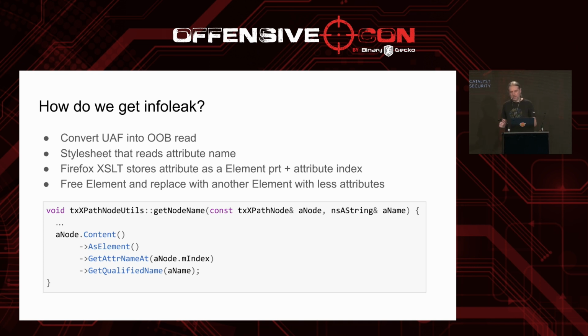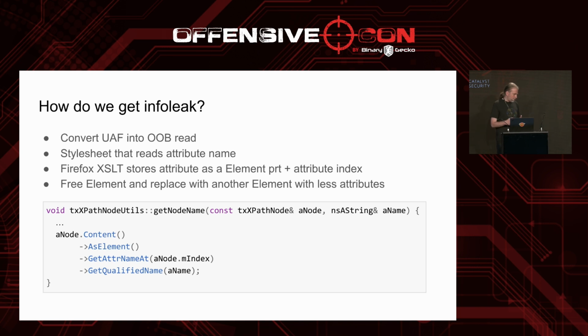So the way I intended to convert this issue into an info leak is by converting a use after free into an out of bounds read. And the way I intended to do that was by exploiting the way in which Firefox's XSLT implementation stores DOM attributes. Specifically, when an attribute needs to be stored, this implementation is not going to store a pointer to a DOM attribute object. Instead, it would store a pointer to the element that contains the attribute, and then an index of that attribute.